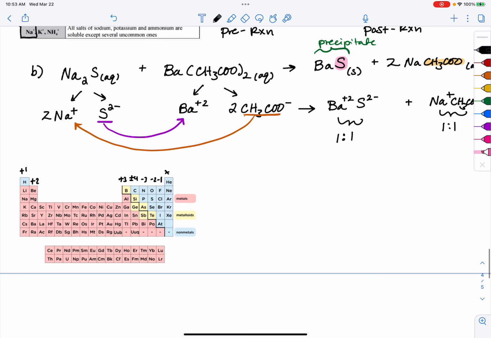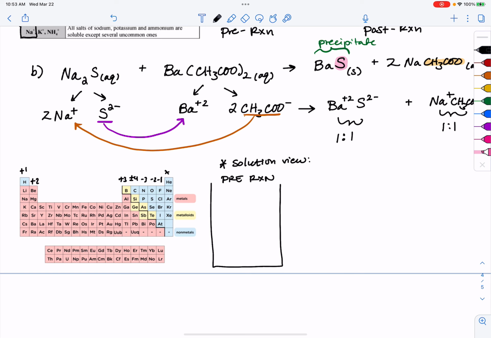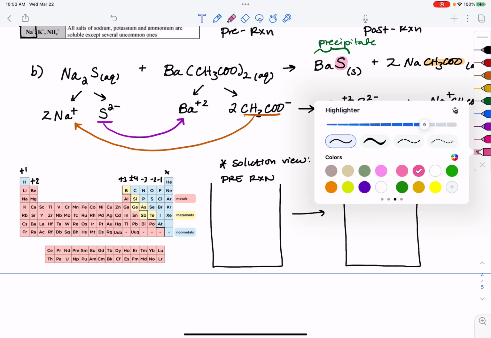And before I let you go for the day, let's look at our in-solution view. So let's situate ourselves inside our beakers. So here is our pre-reaction, and then we've got our post-reaction conditions.